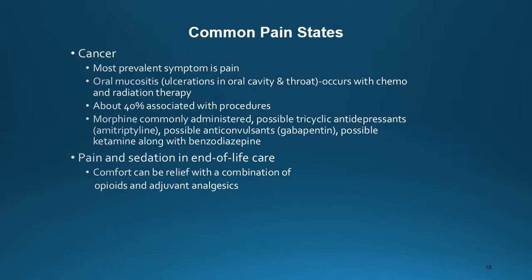With cancer, the most prevalent symptom is pain. They also might have oromucositis, which is ulcerations in the oral cavity and throat. This occurs with chemotherapy and radiation therapy. About 40% of the pain is associated with procedures. Morphine is commonly administered, possibly tricyclic antidepressants such as amitriptyline, possibly anticonvulsants such as gabapentin, and then possibly ketamine along with benzodiazepine.